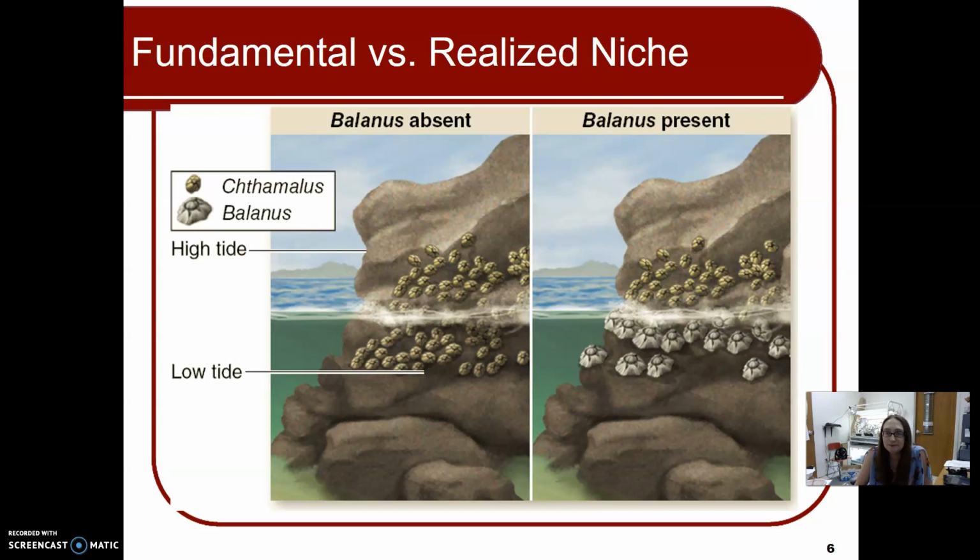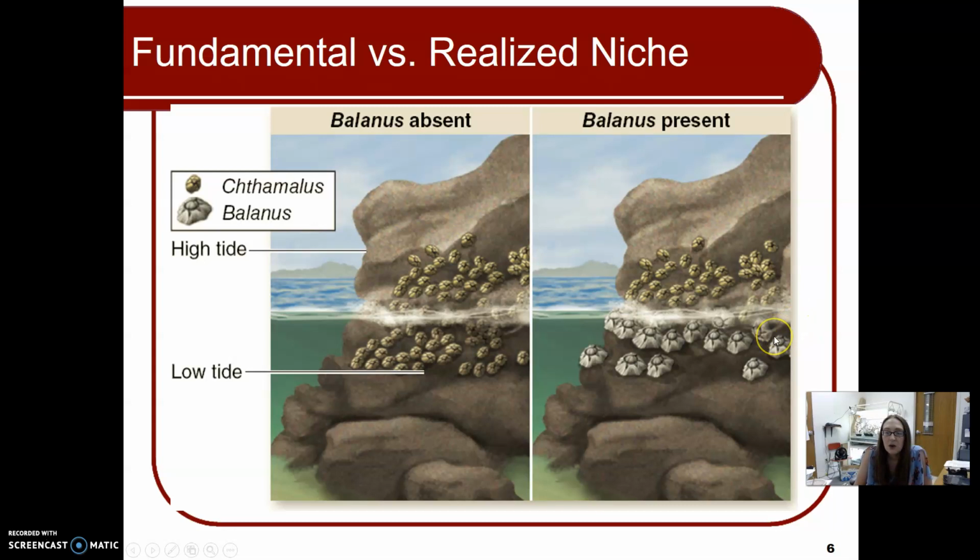So here's an example. This is, I can't even pronounce this, Chthamalus barnacles, that species, and the Balanus barnacles. So if there's no Balanus, none of these big Balanus barnacles, these Chthamalus, whatever, the sea barnacles, can live both in this low tide area and the high tide area. So that is their fundamental niche.